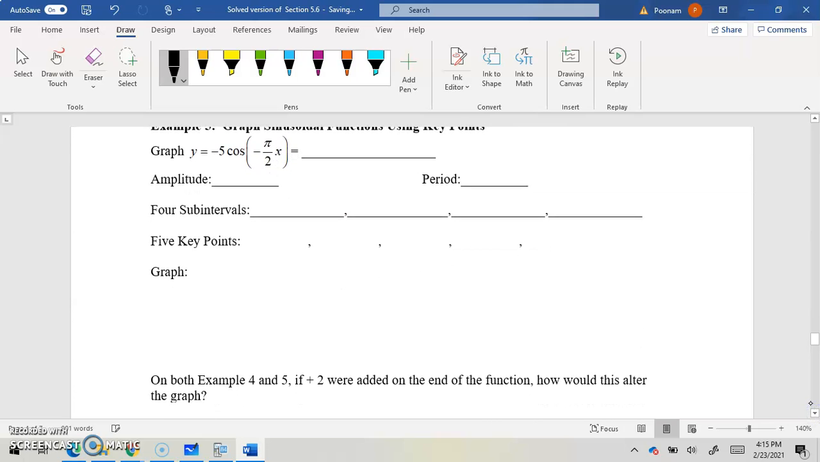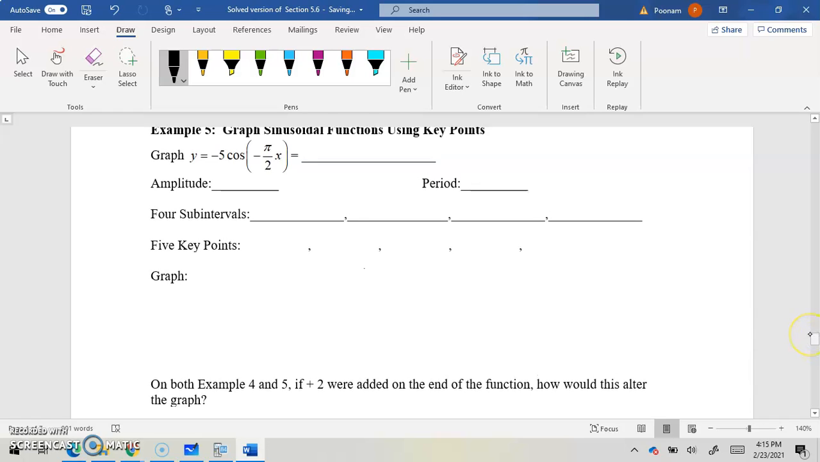Let's take one more example. We have to graph negative 5 cos of negative pi by 2 x. The first thing: cos is an even function, meaning cos of negative x is cos of x. We are doing this because the omega has to be positive. So the negative 5 stays outside, and we have cos of pi by 2 x. Okay, the negative is adjusted because of this cos function.